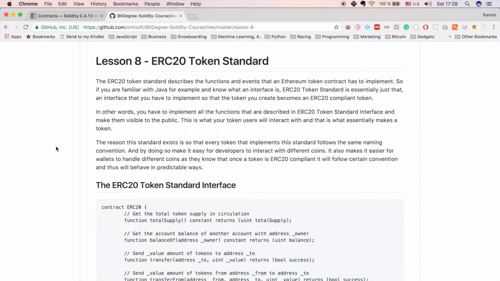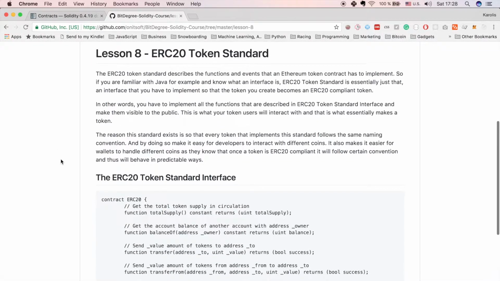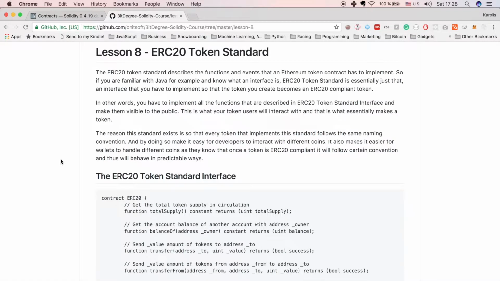In other words, you have to implement all the functions that are described in the ERC20 token standard interface and make them visible to the public. This is what your token users will interact with, and that is what essentially makes a token. The reason this standard exists is so that every token that implements it follows the same naming convention, and by doing so makes it easy for developers to interact with different coins.